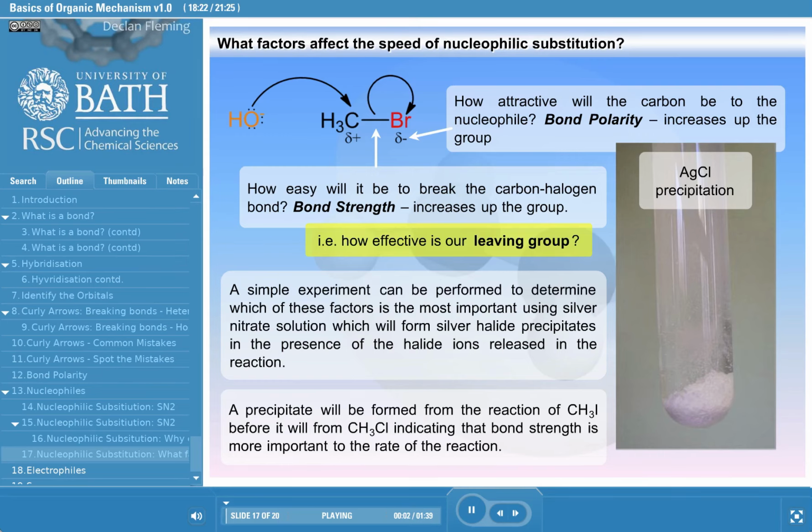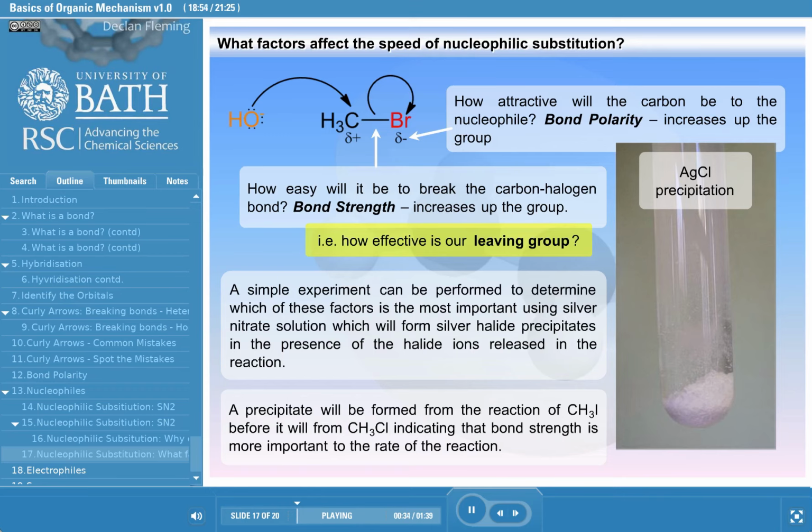There are two things to consider that will affect the speed of nucleophilic substitution. One is the attractiveness of the delta-positive carbon to the nucleophile, and one is how easily the carbon-halogen bond is broken. As we move towards the top of the halogens, the strength of the bond will increase as the bond will be shorter. This would suggest that the higher halogens would form less reactive haloalkanes. However, they will also create a more polar bond, having the reverse effect.